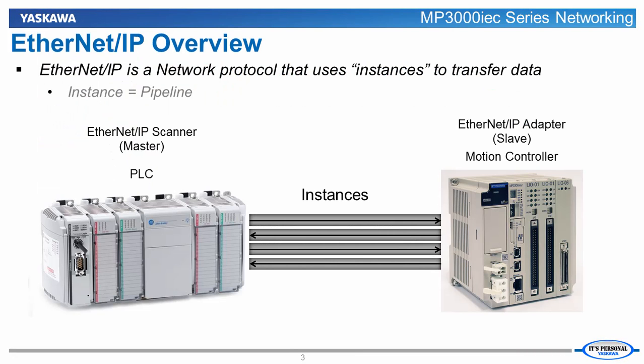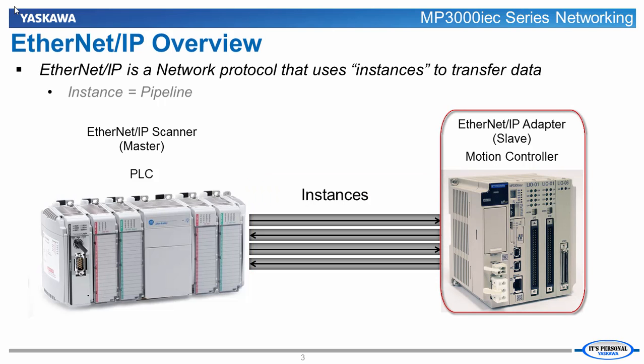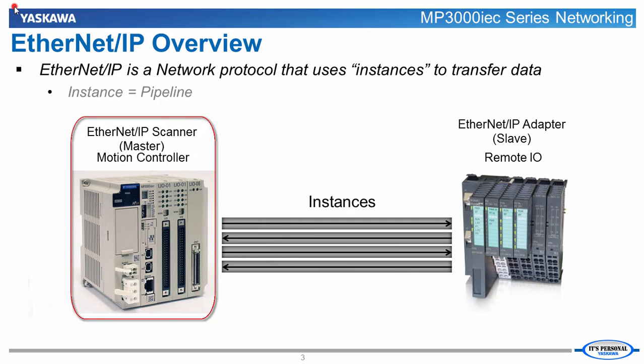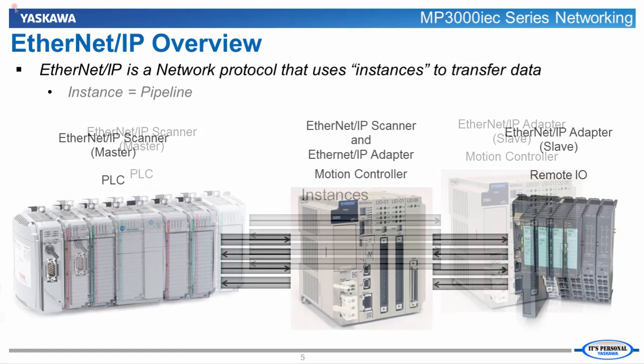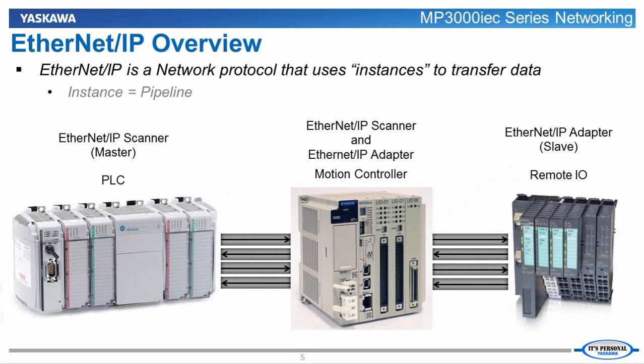Let's start with a quick overview of the Ethernet IP protocol. Ethernet IP is a protocol that uses instances to communicate between scanner, otherwise known as master, and adapter, otherwise known as slave, devices. The MPIC controllers can either be set up as an adapter device, being controlled upstream by a PLC, or as a scanner device, which would control remote I/O or other adapted devices. They can also be both the scanner and the adapter device at the same time. These setups are the same for Modbus TCP as well.